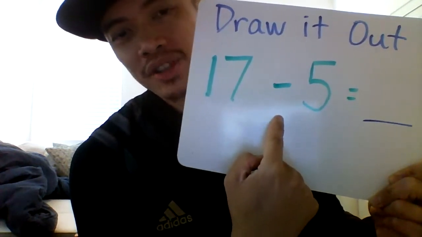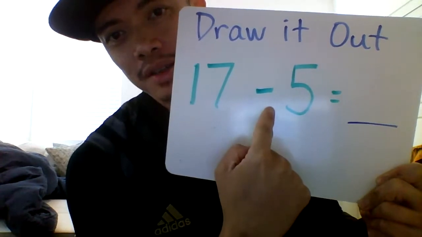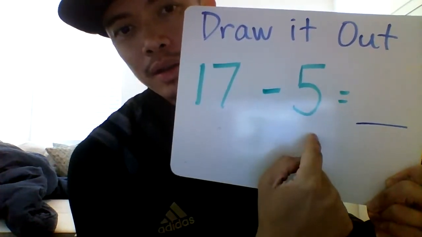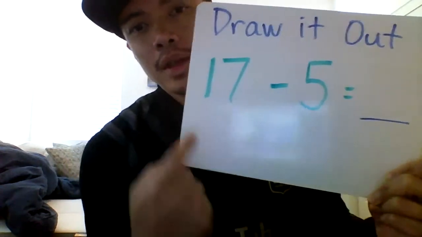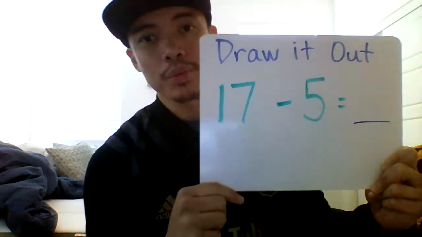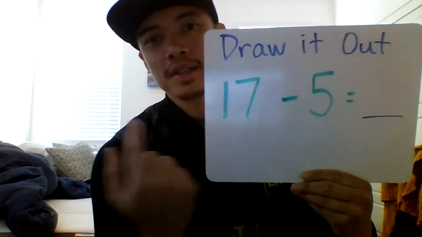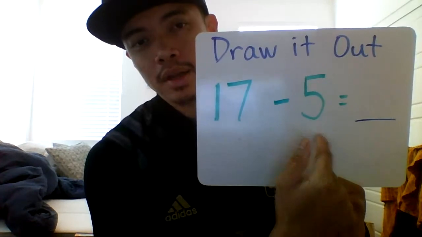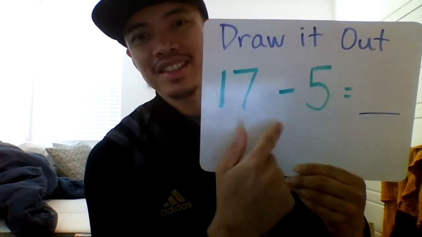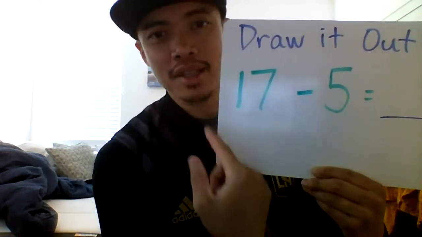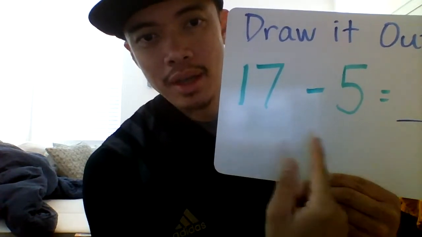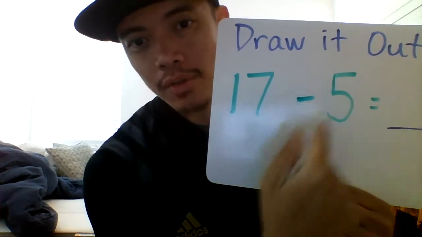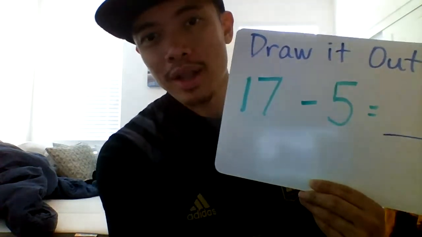17 minus, or take away, 5. That is the minus sign, that little dash there. 17 take away 5 equals what? Let's put this in the context of a word problem. So let's say I baked 17 cupcakes and I gave away 5 cupcakes. How many will I have left? The 17 is the whole, because that's how many cupcakes I baked altogether. And you're taking away 5 from that because I gave away 5. So you're taking 5 away from this whole. How many will I have left?